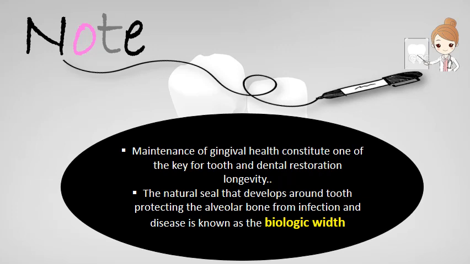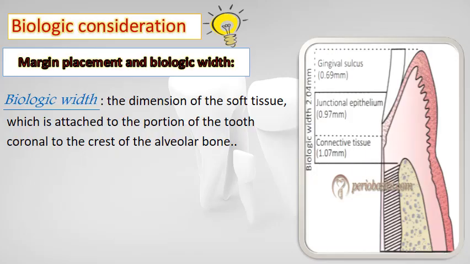So, the natural seal that develops around the tooth, protecting the alveolar bone from infection and disease, is known as biologic width. Biologic width represents the dimension of the soft tissue which is attached to the portion of the tooth coronal to the crest of the alveolar bone, which comprises the epithelial attachment and connective tissue attachment, and represents a biologic width of about 2.04.